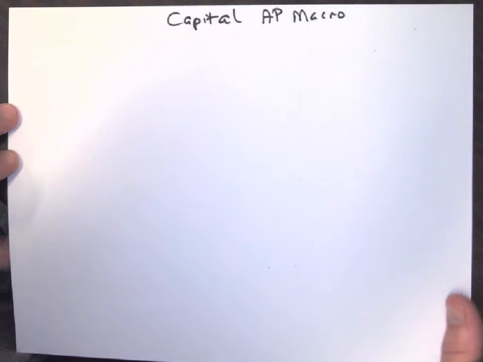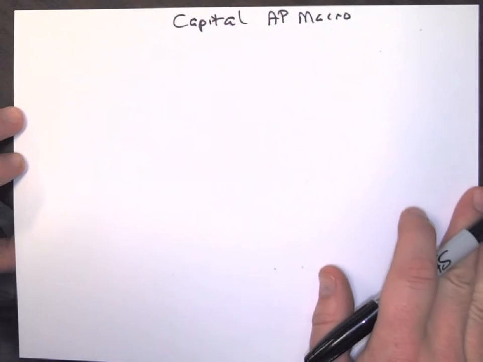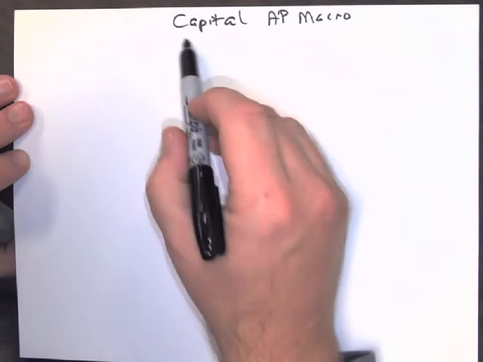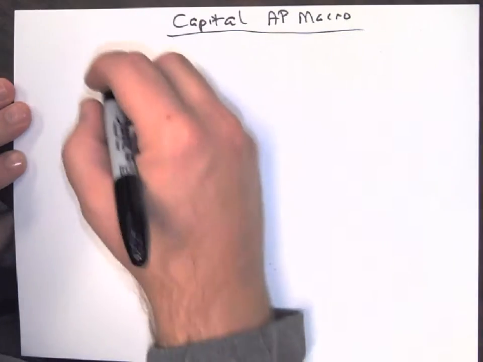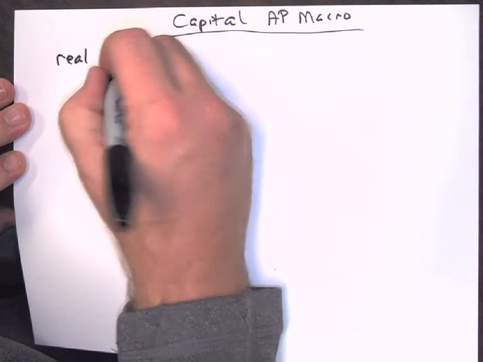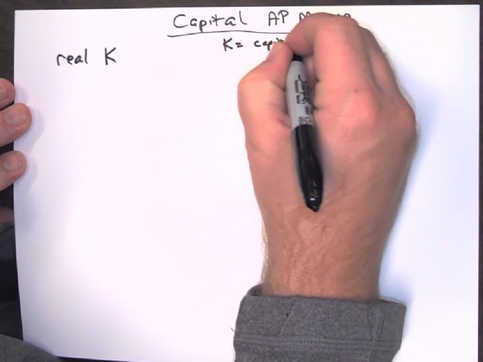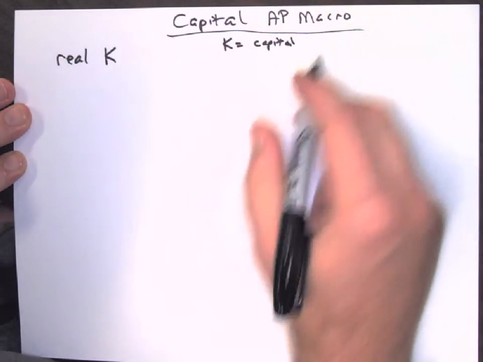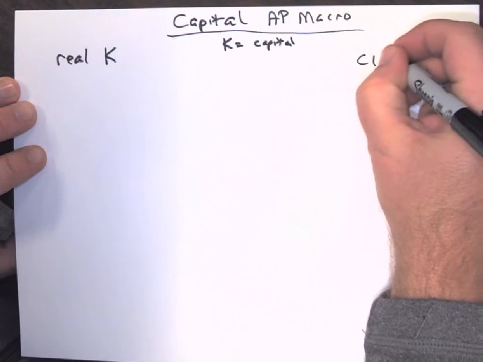Alright, I'm going to dedicate this AP Macro video to just investment and capital. It's a big part of economic growth, so might as well make a video to review it a little bit. When we have capital, the first thing we have is real capital. I use the symbol K for capital. Remember, it's not potassium, but C has already been used for consumption in our Sigma X.